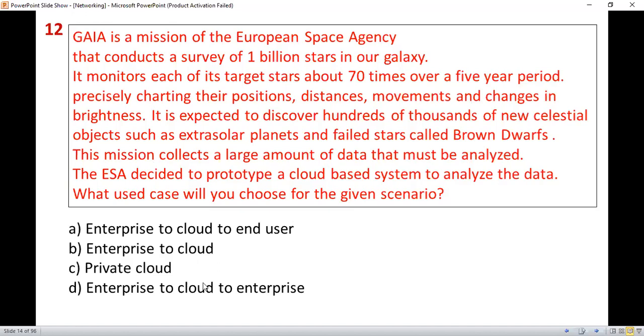The options you have are enterprise to cloud to end user, enterprise to cloud, private cloud, and enterprise to cloud to enterprise. So what option will you choose for this question? You can read the question again, and after that you need to tell me what the answer will be for this question.